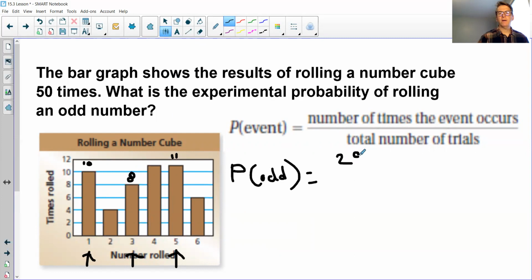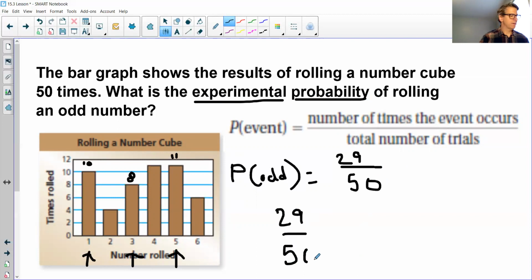And we were told right in the problem there were 50 rolls, so 50 trials. So the experimental probability of an odd number is 29 over 50. We could also write it as a decimal, 0.58, or 58%. Experimental probability.